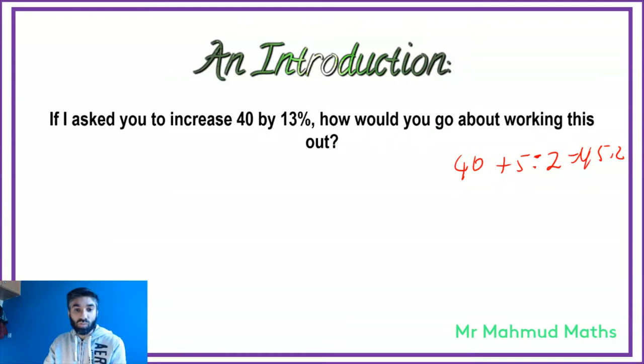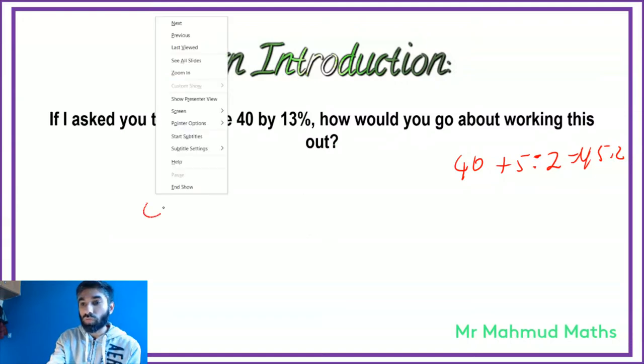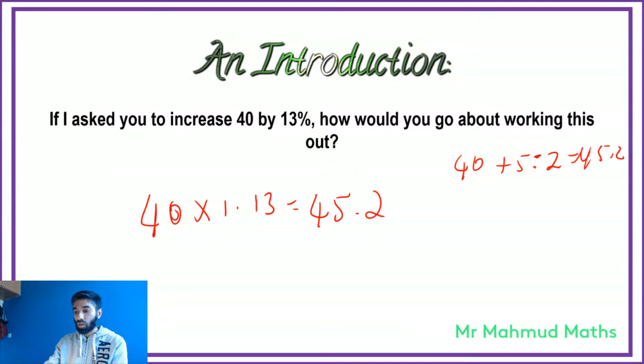It is 40 times 1.13. And Suhamster, times by 1.13. Yes, times by 1.13. So we have to do 40 times by 1.13. And that gives us 45.2. So 40 times 1.13. Just check my numbers. 45.2.